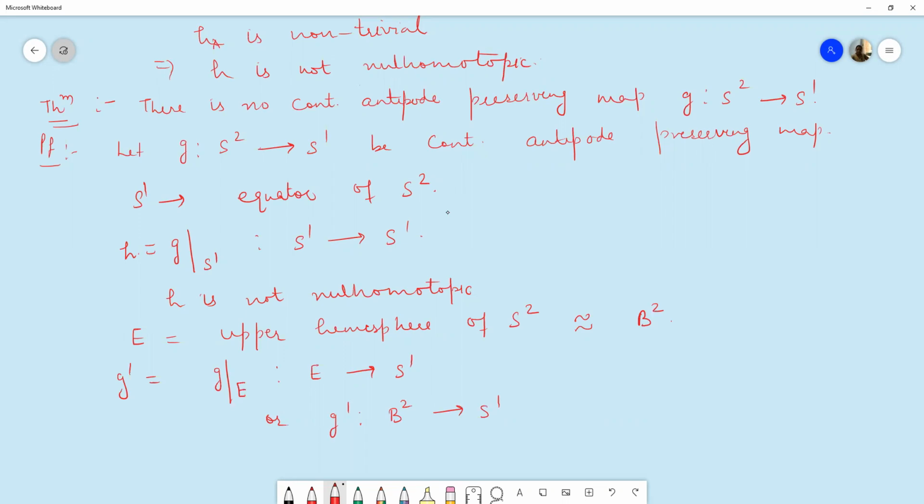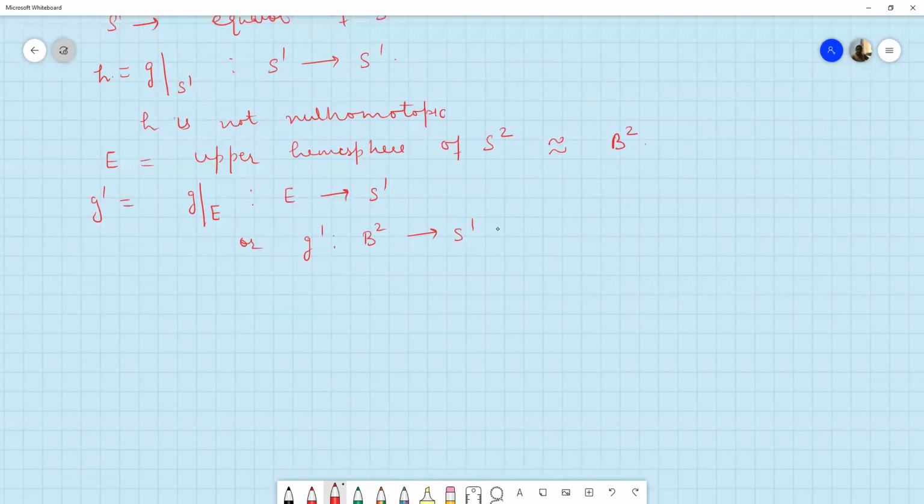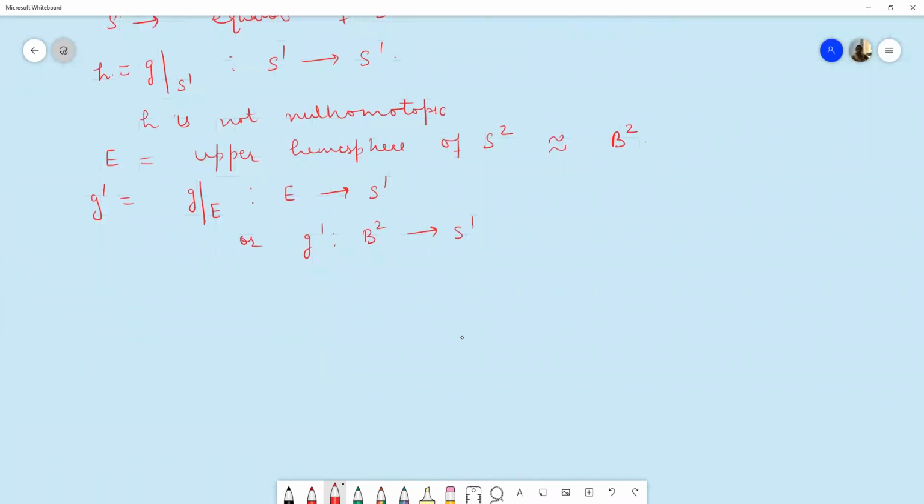So we are saying basically H is a mapping from S1 to S1 and this is a continuous mapping. It has a continuous extension G dash from B2 to S1. So we have proved a result that if we have a continuous mapping H from S1 to X and it has a continuous extension from B2 to X, then this is null homotopic. But here we are saying H is a mapping from S1 to S1 which has a continuous extension G dash from B2 to S1, but still it is not null homotopic. So that is a contradiction. It means there exists no continuous antipode preserving map from S2 to S1.